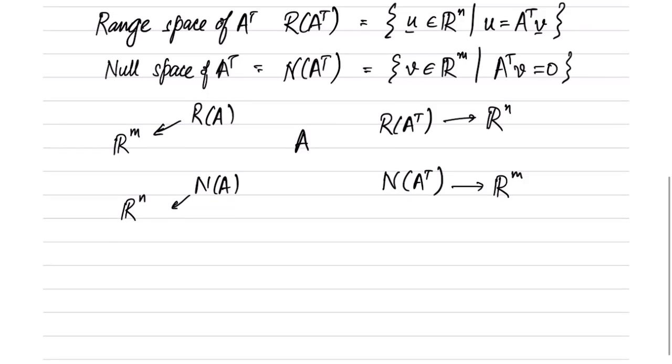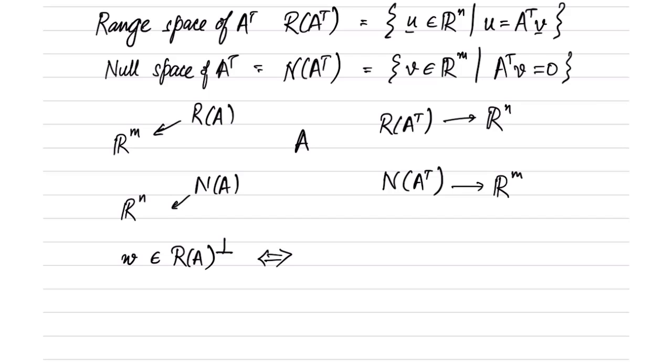Now let us look at all of these in slightly more detail, that is, how they are related to each other. So let's say that there is a vector W which is orthogonal to the range space of A. What does this statement mean? It means that if you pick an element of A, R(A), then that element is 90 degrees with W.